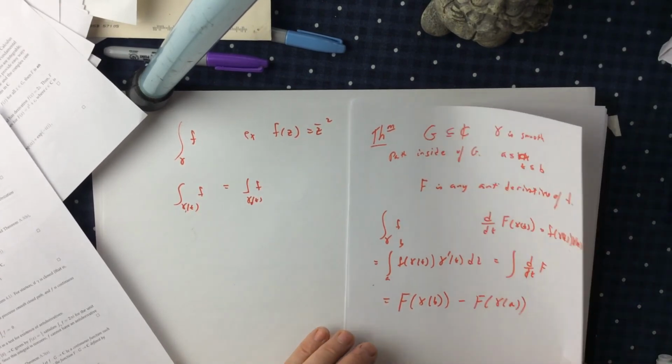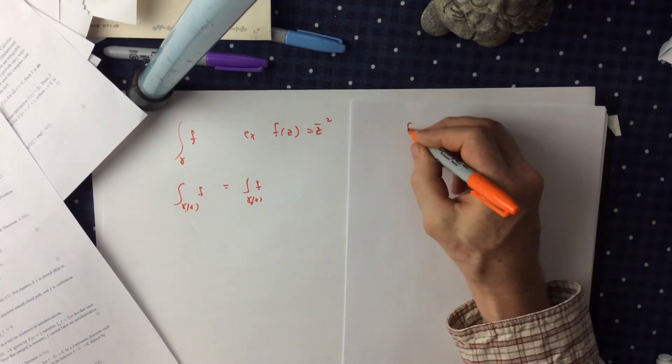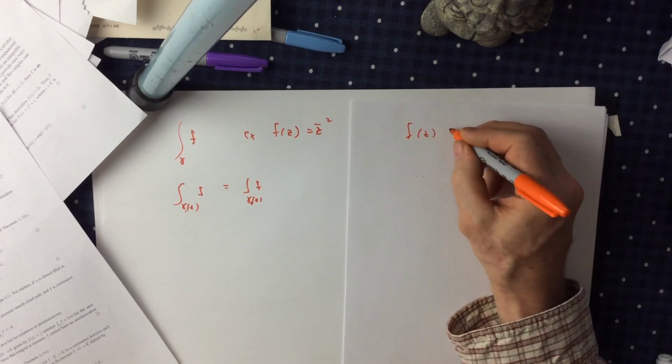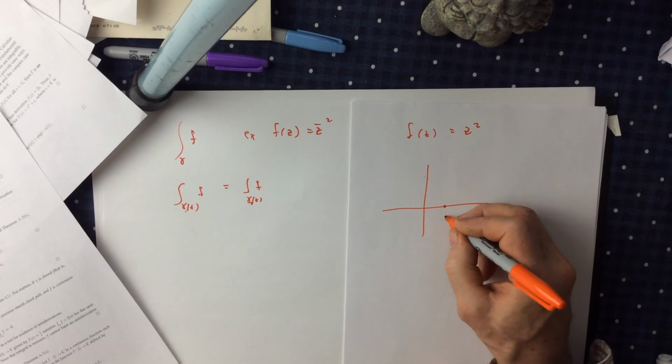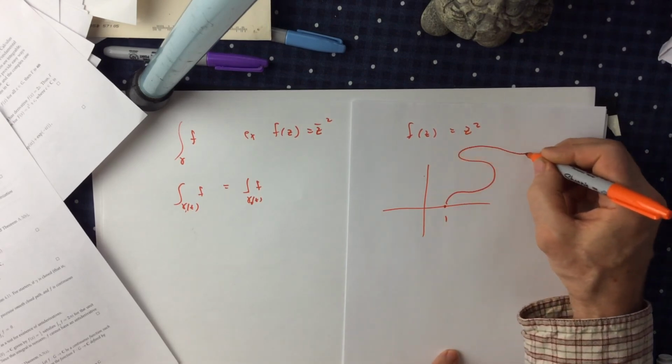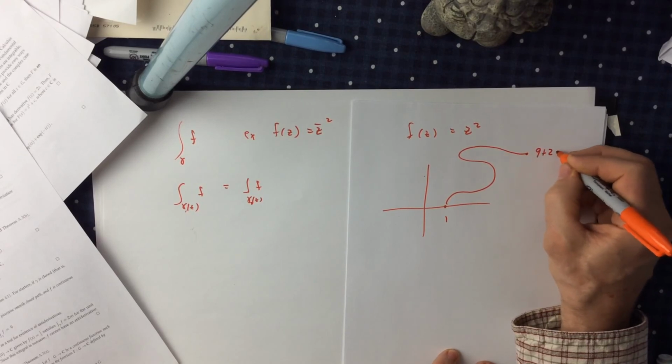Now, this means some of our integrals should be easy. Like, if we start with f of z equals z squared, and let's start at the point 1 and wander under some strange path over to 9 plus 2i.